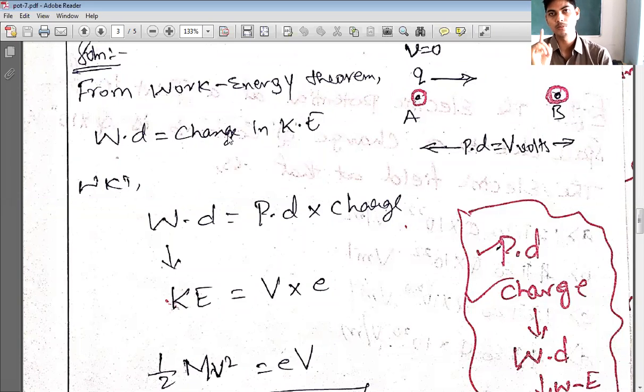Remember this work energy theorem. This will help you in many number of problems.